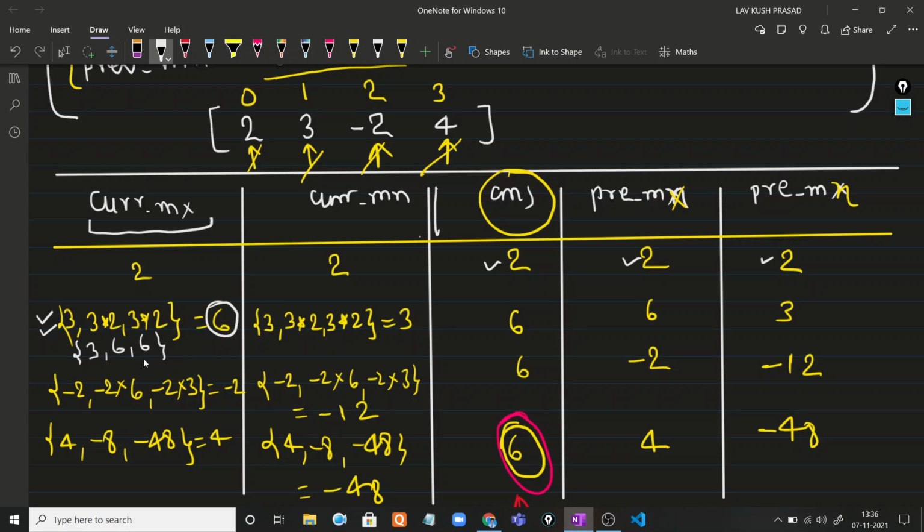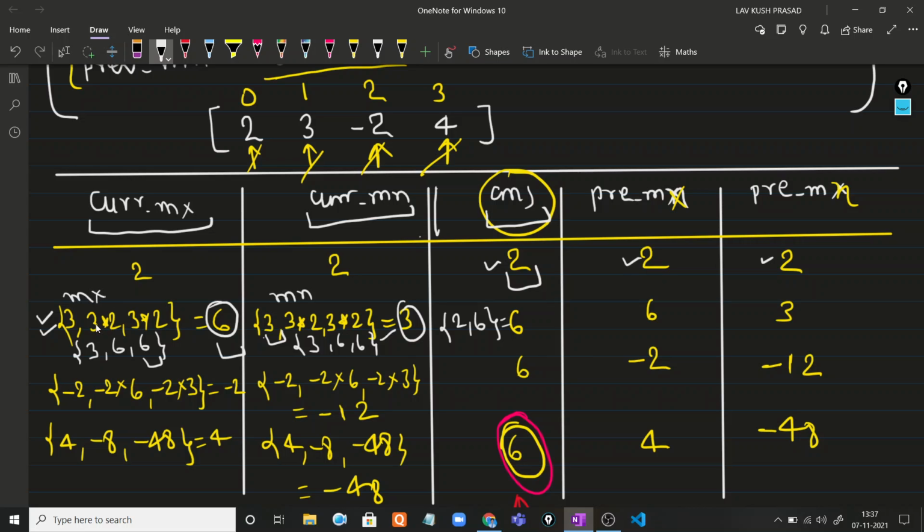The maximum overall is 6. And for the current mean we take the minimum out of those values. What are the minimum values? 3, 6 and 3, 6, so the minimum is 3. So we can store 3 into the current mean, but in the answer we can update here because 2 is less than 6, because current max is greater. So in this case, we compare 2 and 6, the maximum is 6, so we can update, and here we take minimum.